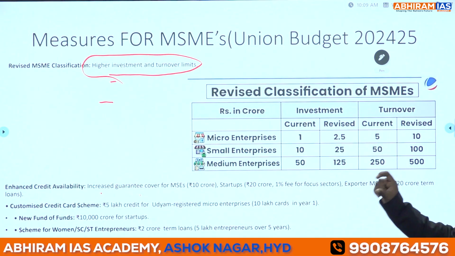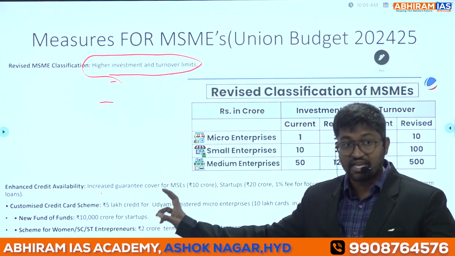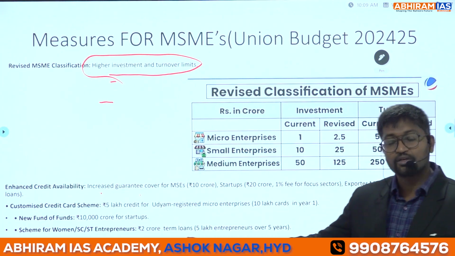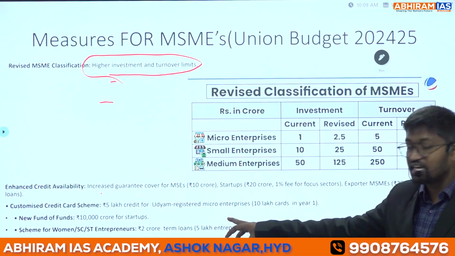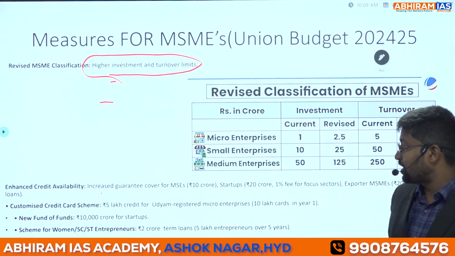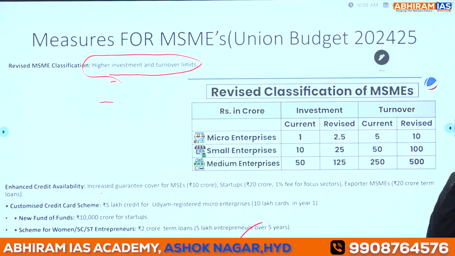Next, credit cards are also being promoted. We are promoting new funds. A 10,000 crore fund is designated to micro and small enterprises and especially for startups. And a scheme for women and SC and ST enterprises: 2 crore term loans. Okay, 2 crore term loans are being promoted. How many targets? Around in 5 years we will promote 5 lakh entrepreneurs. 5 lakh entrepreneurs from whom?